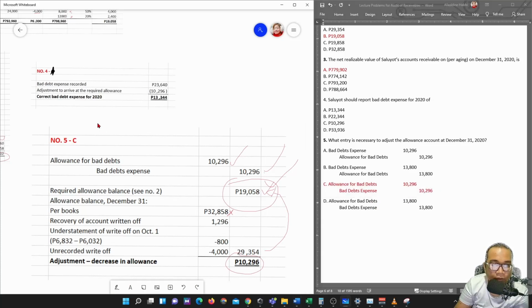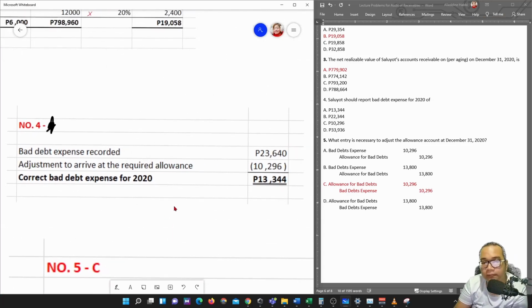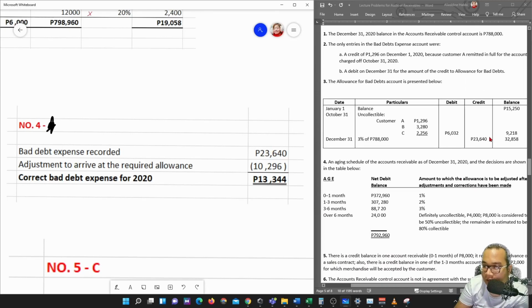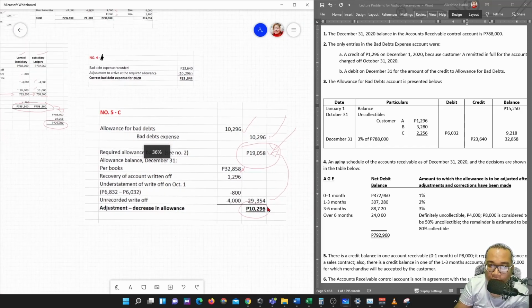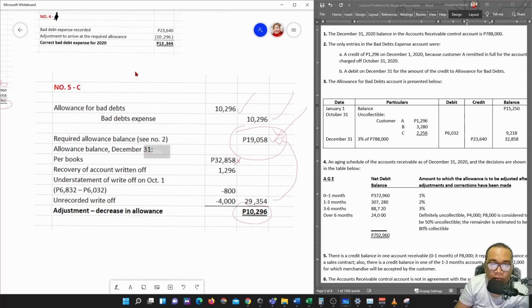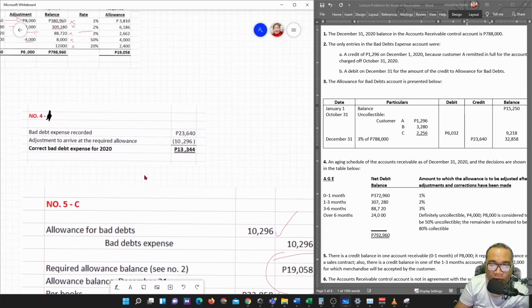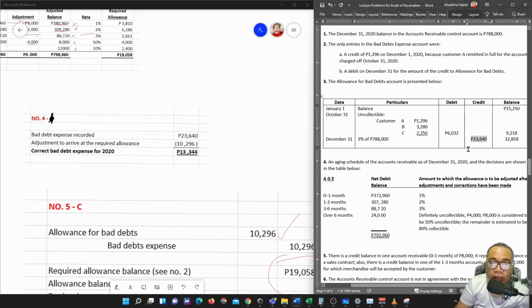So ngayon, balikan natin si number 4. Number 4 lang ang balikan. So yun, bad debt expense recorded. Ito yung bad debt expense for the period na ni-record. Ulitin na natin dito. However, hindi ito yung tama. And since nagkaroon ka ng adjustments para marating yung required balance mo, itong entry na to, alam mong may babawasan ka sa bad debt expense. Kasi obviously maraming adjustments eh. So kaya alam mong hindi ito yung magiging ending amount o yung proper amount.